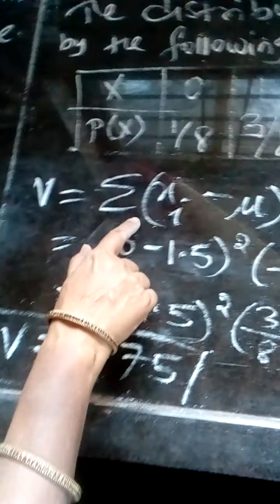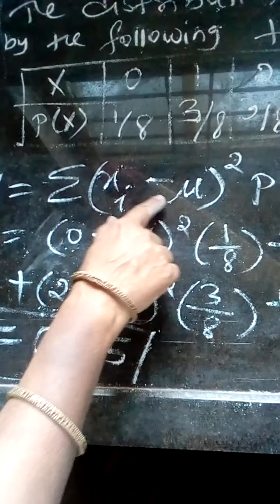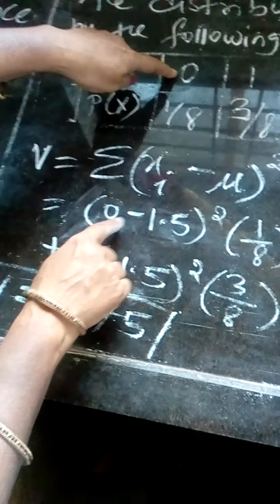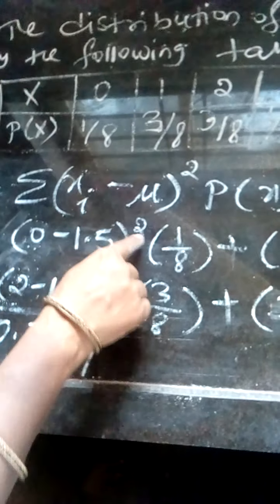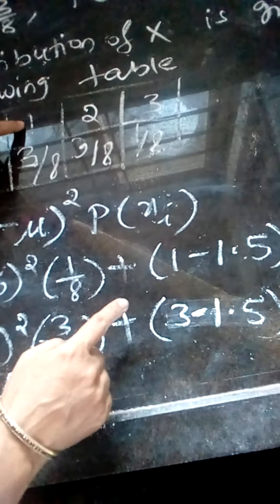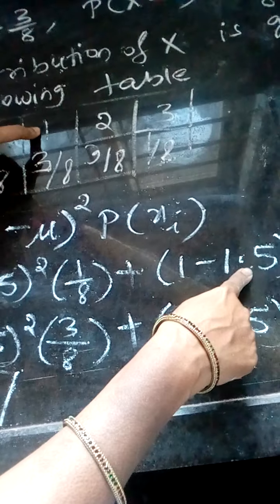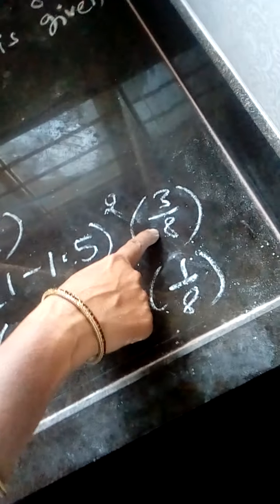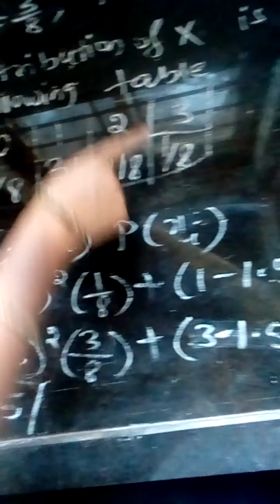Next, variance is given by the formula summation of xi minus mu whole square into p of xi. So the first value of xi is 0: 0 minus 1.5 whole square into 1 upon 8, plus 1 minus 1.5 whole square into 3 by 8, plus 2 minus 1.5 whole square into 3 by 8, plus 3 minus 1.5 whole square into 1 upon 8. When we calculate this, we get variance equal to 0.75.